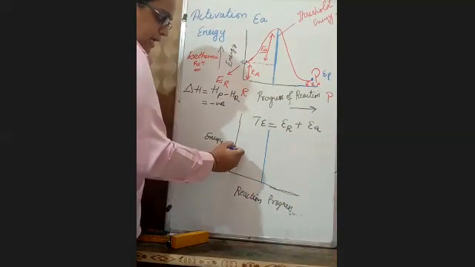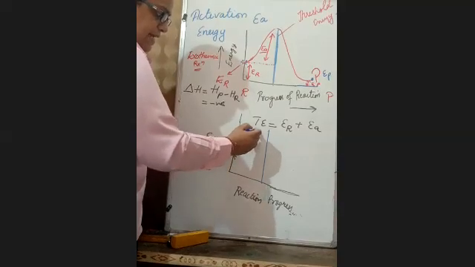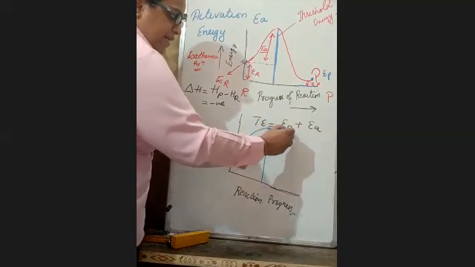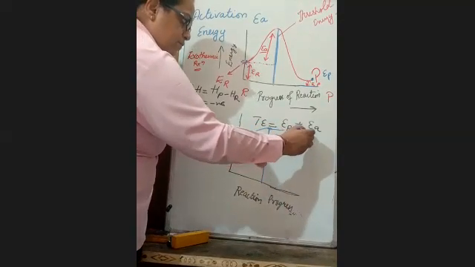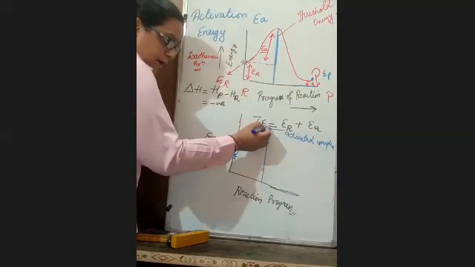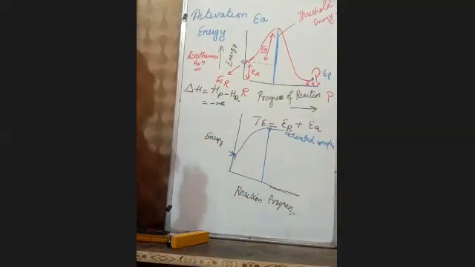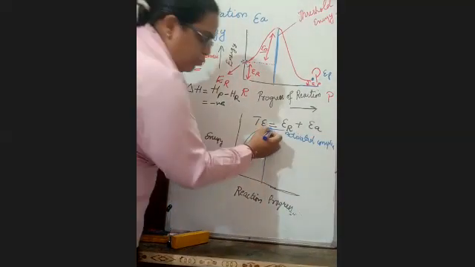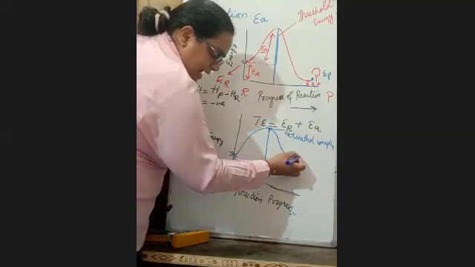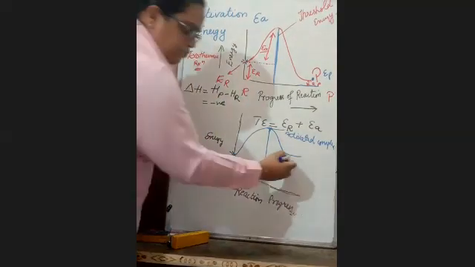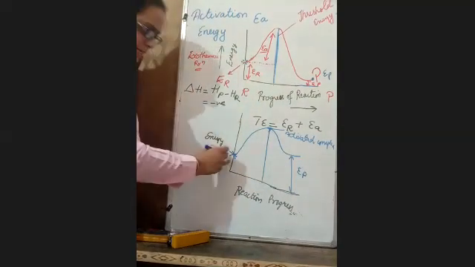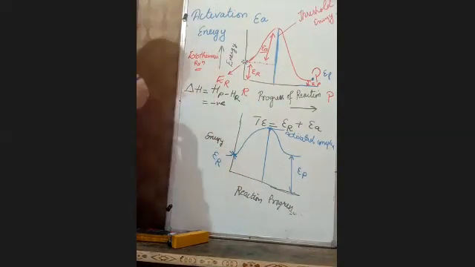So, reactants energy will increase. They reach here. Dear students, this position is for activated complex. I will give you one example. Now, after that, the bond formation takes place. So they will lose the energy. For example, it comes out to be at this position. So this will be the energy of product. This will be the energy of reactant.